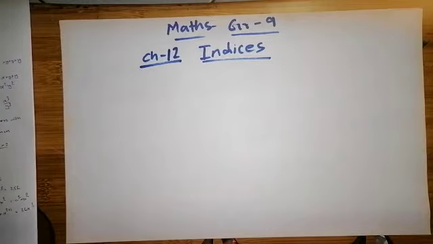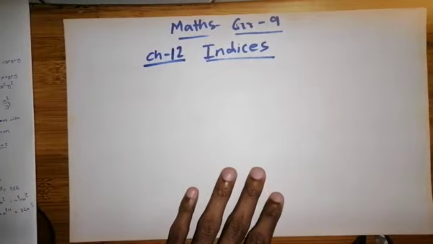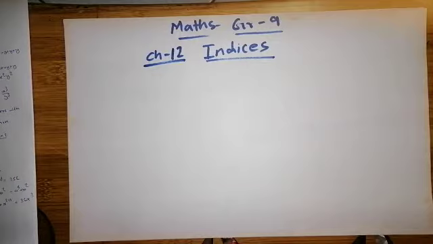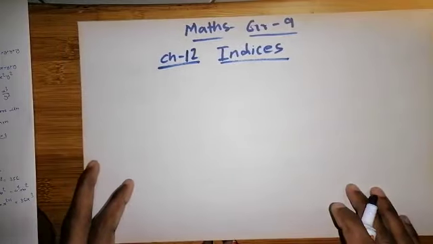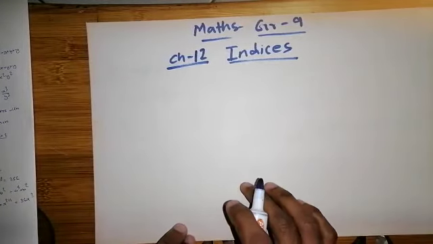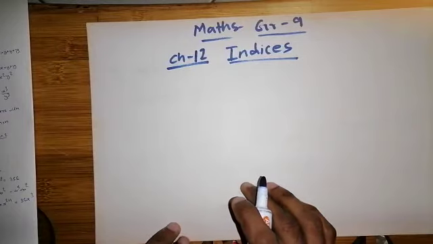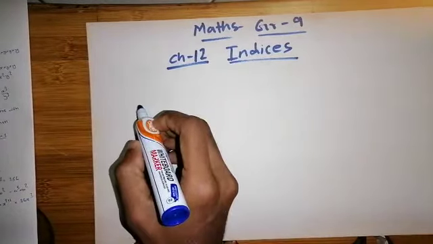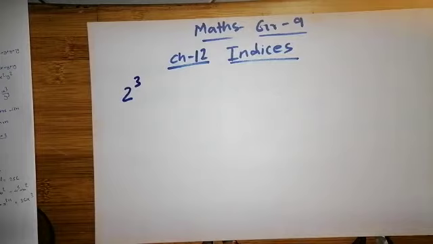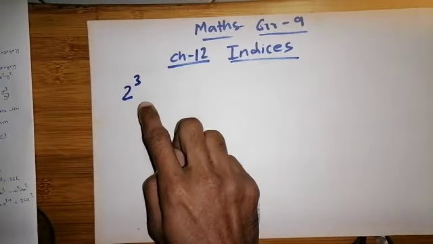Grade 9 students, we are going to start a new lesson, chapter 12, Indices. We'll do a small recap, a small introduction, of what you studied earlier in grade 8. Indices means we studied in grade 8 how to write numbers in power form. We'll take an example. This number we pronounce like this, 2 to the power 3.